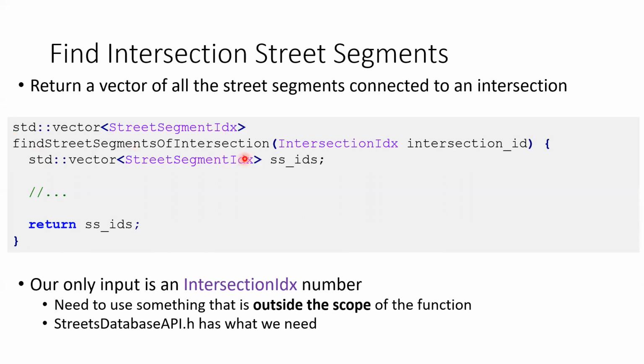So next, let's look at this function that we're going to write together. From the function description, we are going to return a vector of all of the street segments connected to an intersection, given an intersection ID. So our only input into this function is the intersection ID, which means that you will need to go into the library and find the specific intersection and the information about the intersection.